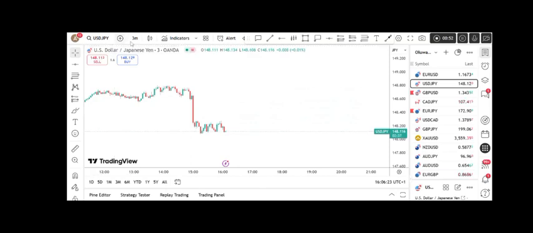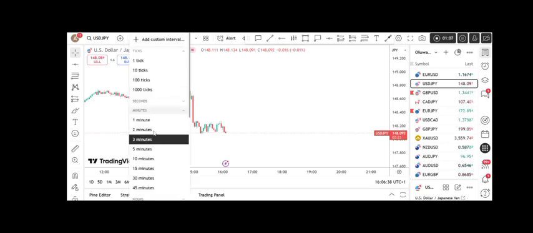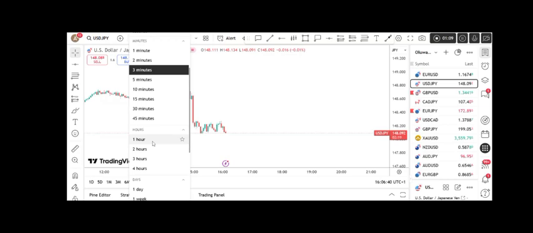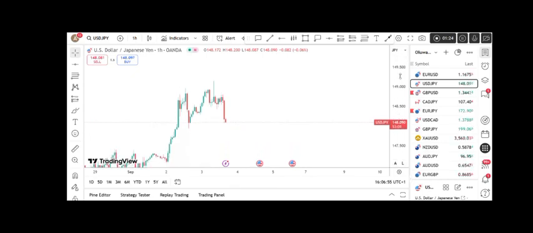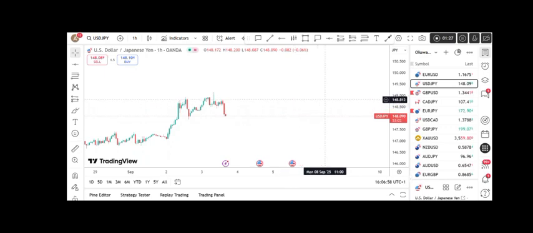So I want to talk about 5 things to look out for before you place a pullback trade. I will center my analysis on USD JPY, and that's the currency pair that I'm going to be looking at this afternoon.